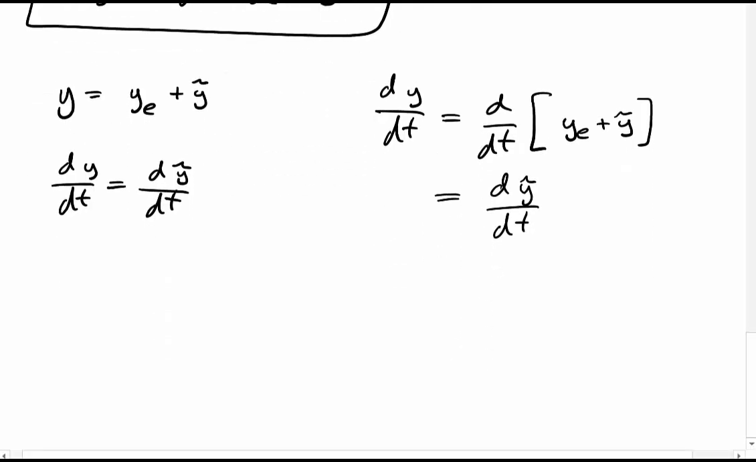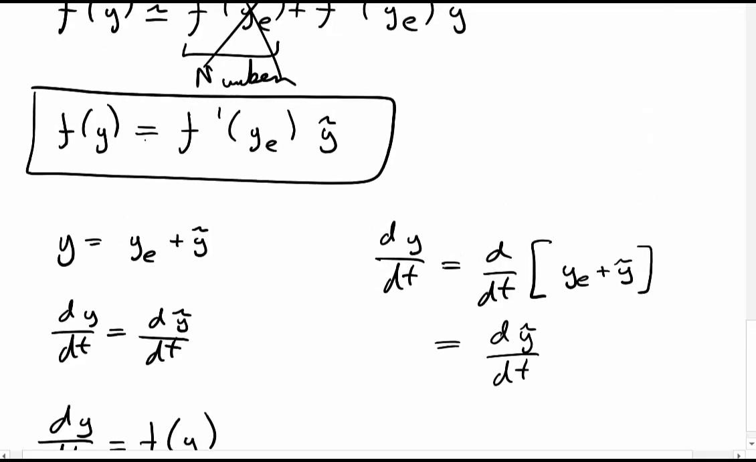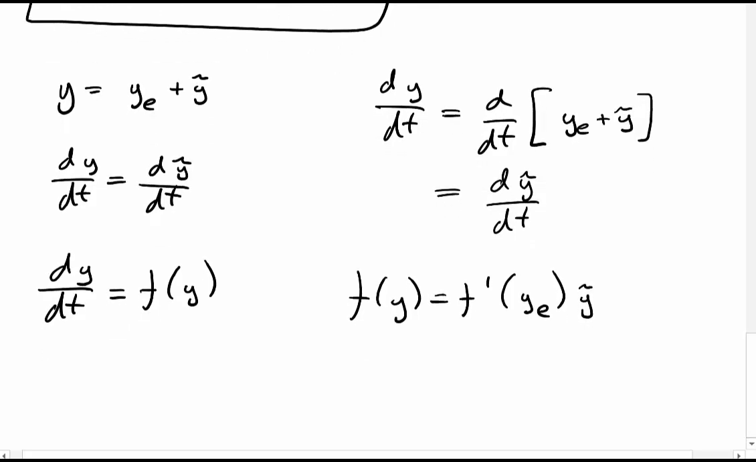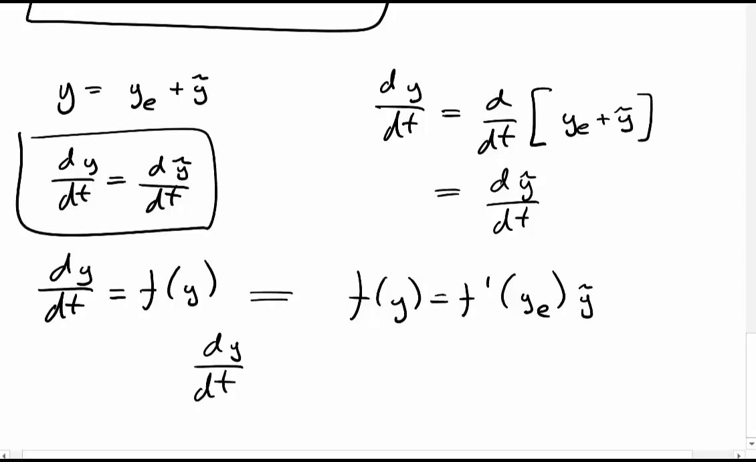So I've got this now. We also know that what we started off with, our ODE, was dy by dt equals f of y. Now we have just found up here that f of y is equal to f dash of ye times y tilde. So are you happy that these two things are equivalent? I can just say that dy by dt, which I've just shown is actually dy tilde by dt, is equal to this right hand side here, f dash of ye times y tilde. Okay, so what does this actually mean?